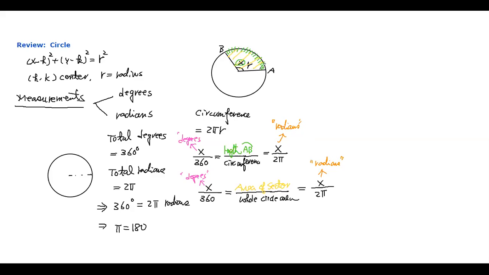That means the ratio of the angle to 360, the ratio of the arc length to the circumference, and the ratio of the area of the sector to the whole circle are all equal. All right, so now let's take a look at our examples here.